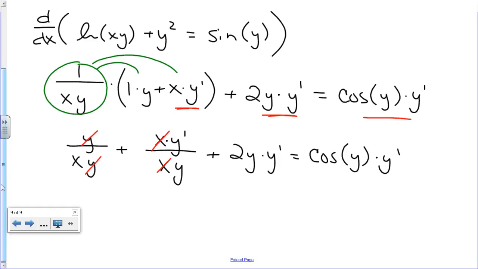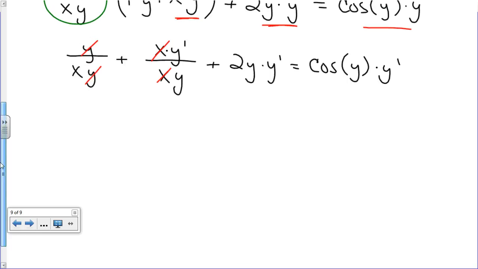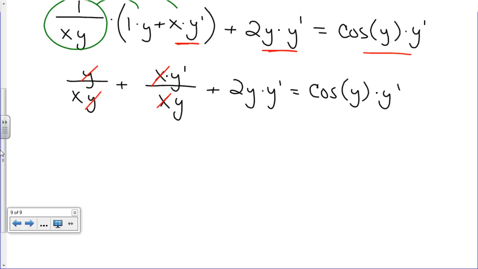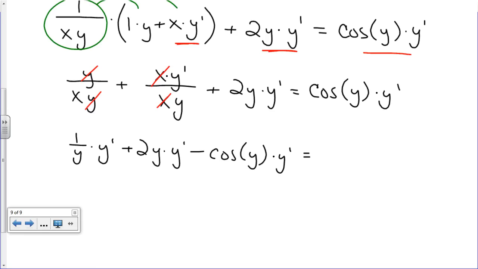And so we end up with the following. We want to get all of our y primes together and all of our other stuff, which I guess we only have one term that doesn't have any y primes in it, on the other side. I'm going to keep all of our y primes on the left. I'm going to rewrite this first y prime term as 1 over y times y prime. That's the same as y prime over y. Plus the 2y times y prime. And we're moving the cosine of y times y prime over here, so that's a minus cosine of y times y prime. And that's equal to, we're going to move the only term that doesn't have y primes.